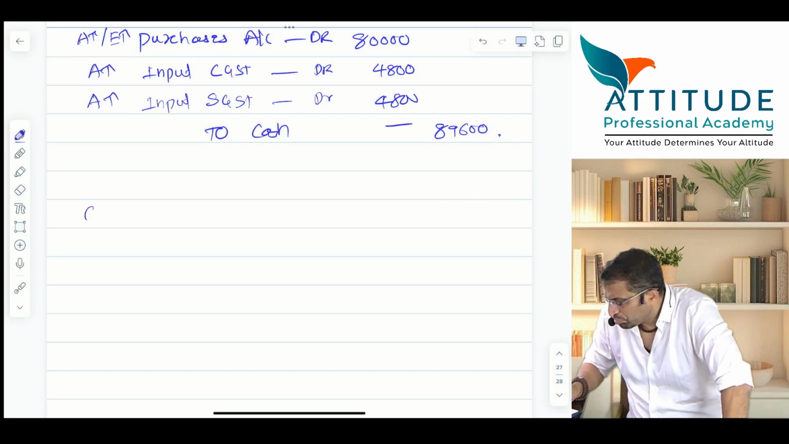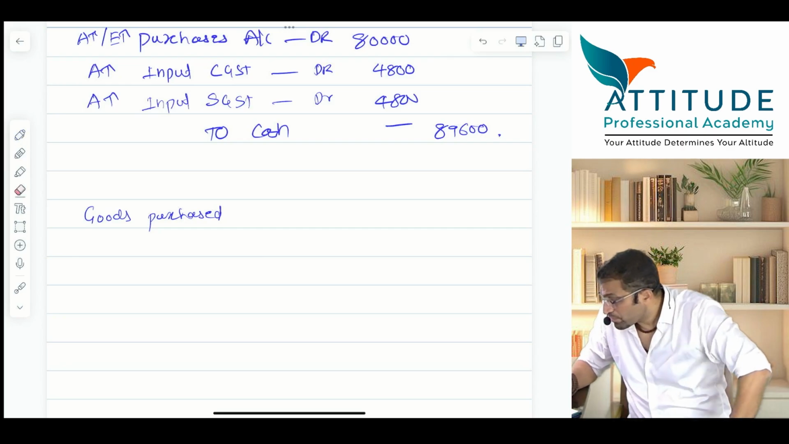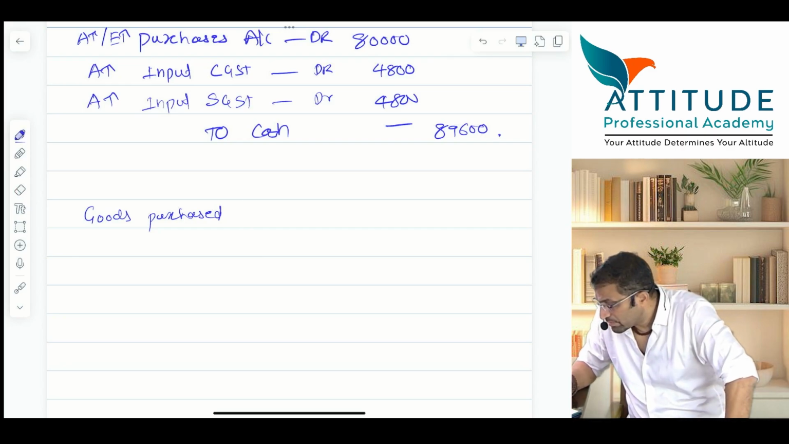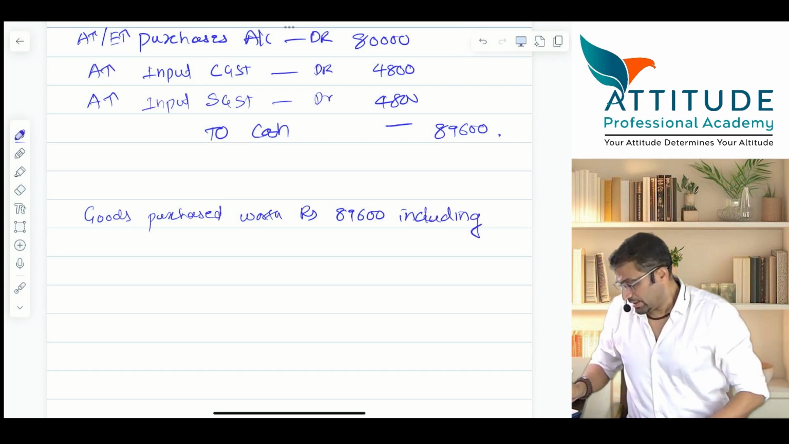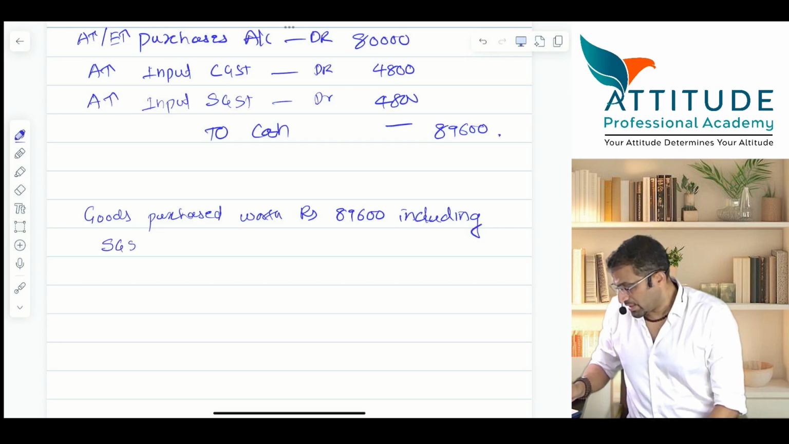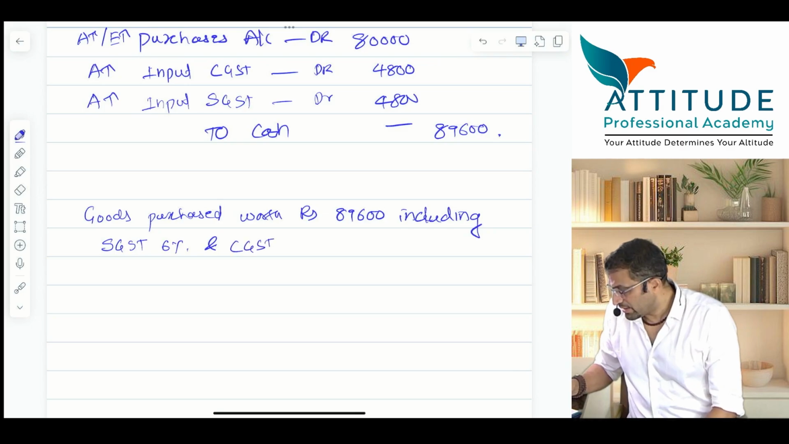Goods purchased worth rupees 89,600 including SGST 6% and CGST 6%.